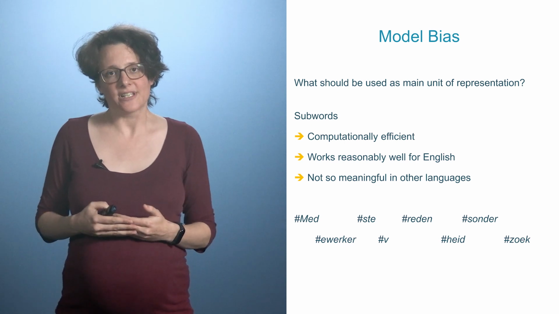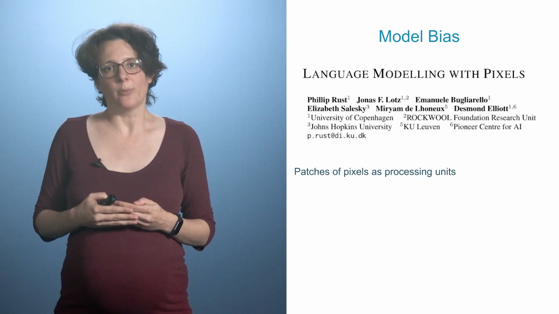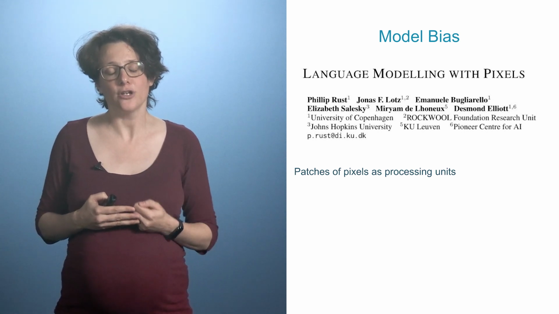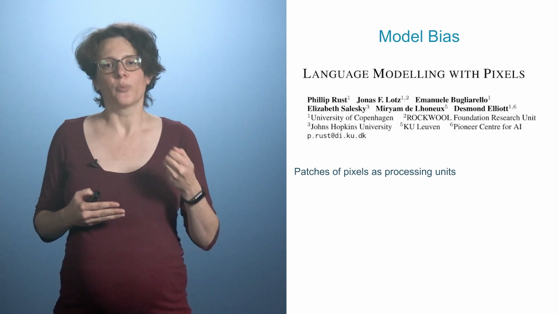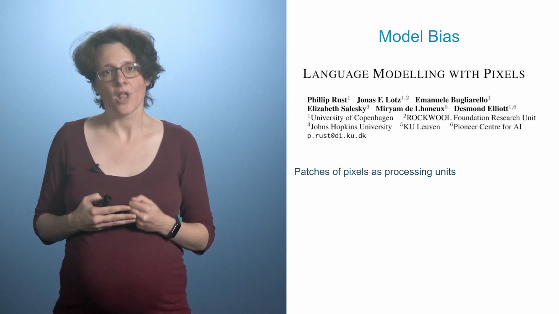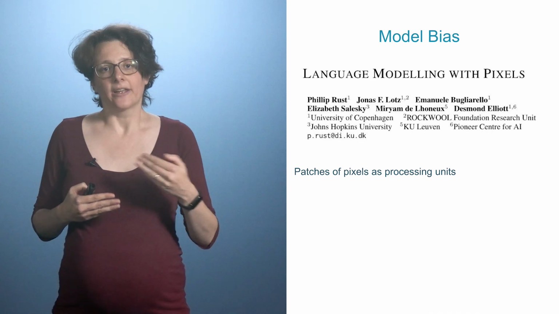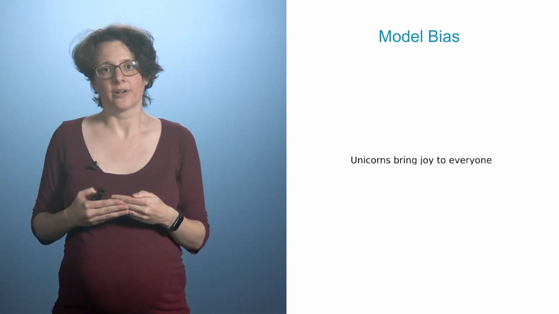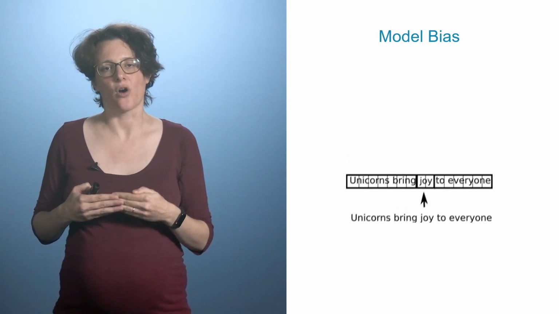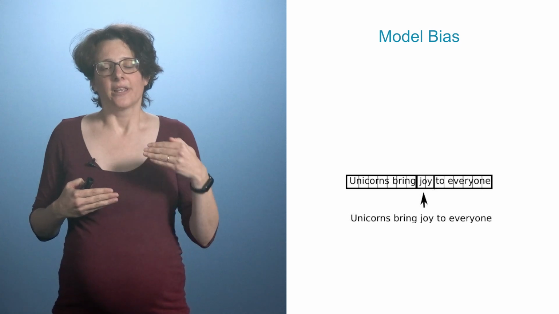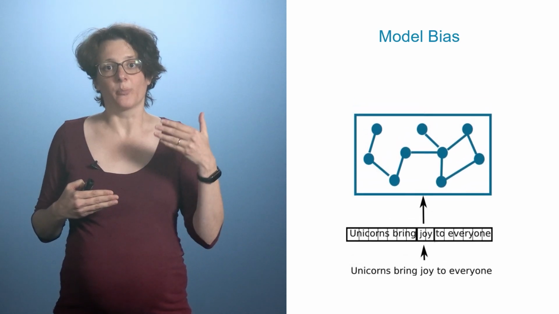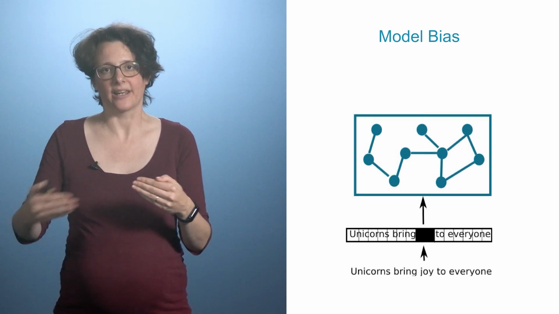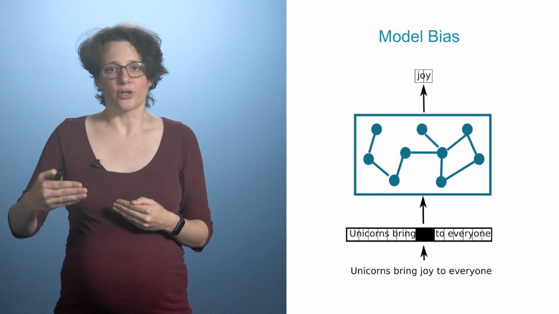Now, how do we address this? In this recent work that we published last year, we proposed that instead of using subwords as the main unit of language processing, we use patches of pixels instead. How do we do this? We take an input sentence and first render it as an image and split this image into patches of pixels, and then we mask some of these spans of patches, and the task of the neural network is then, instead of predicting words, to reconstruct the image.